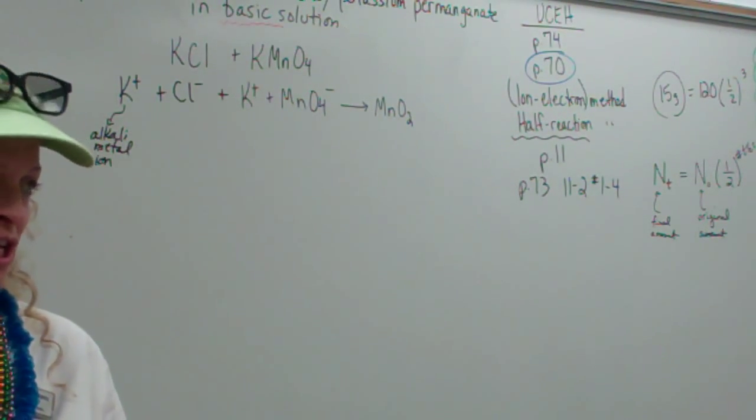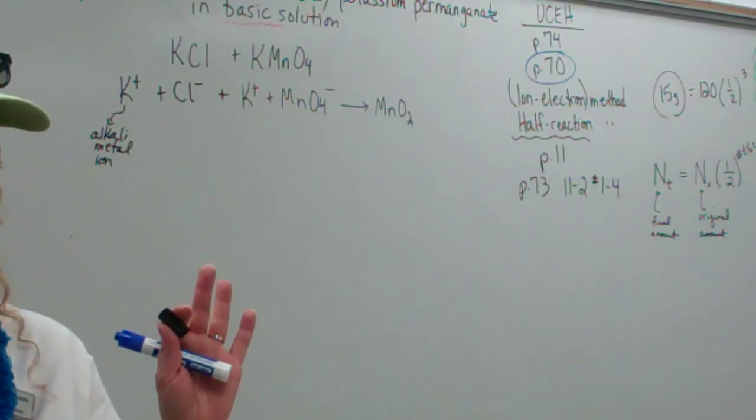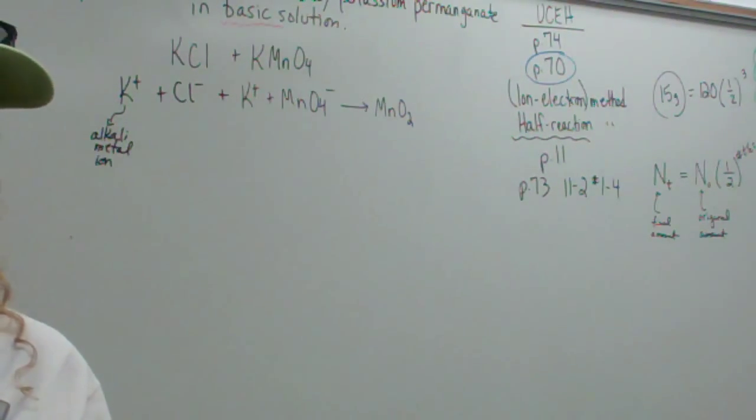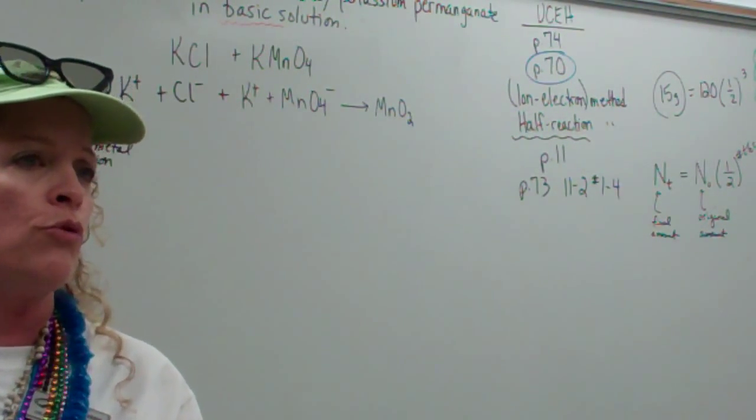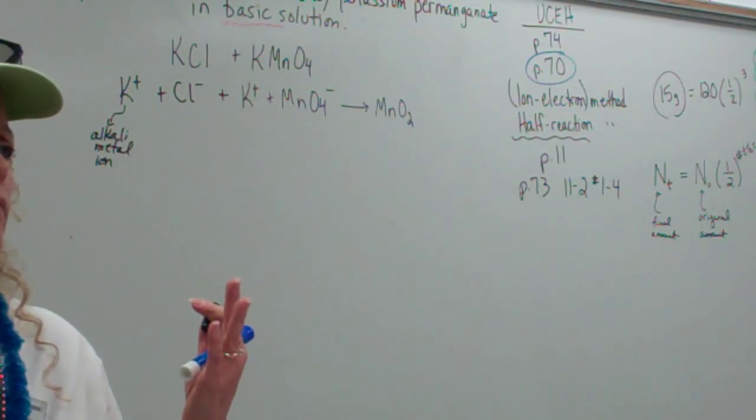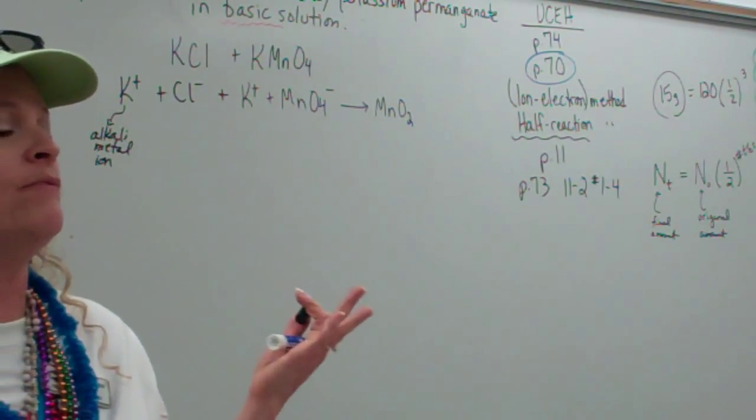So these are halogens, and let me ask you this. When we talk about the ion of fluorine, chlorine, bromine, how do we name it? How do we name fluorine's ion?